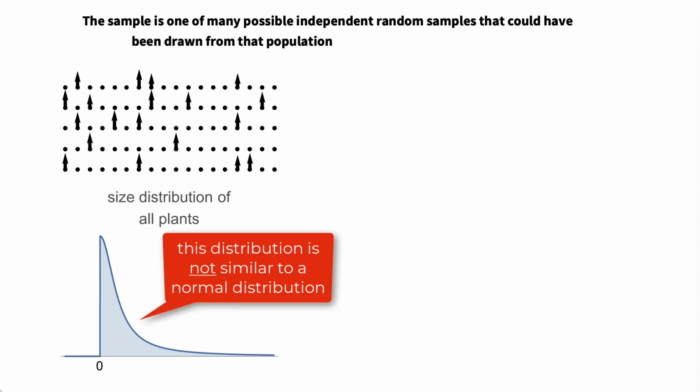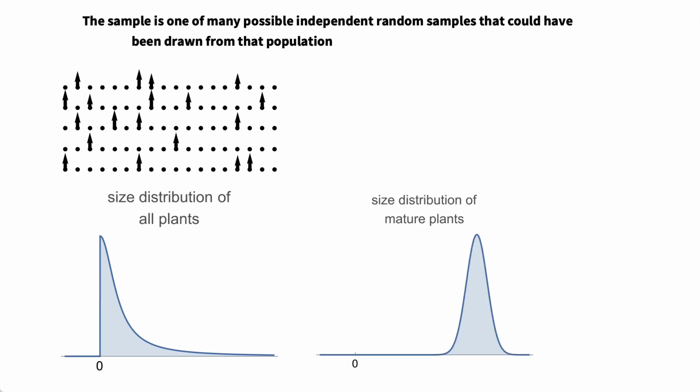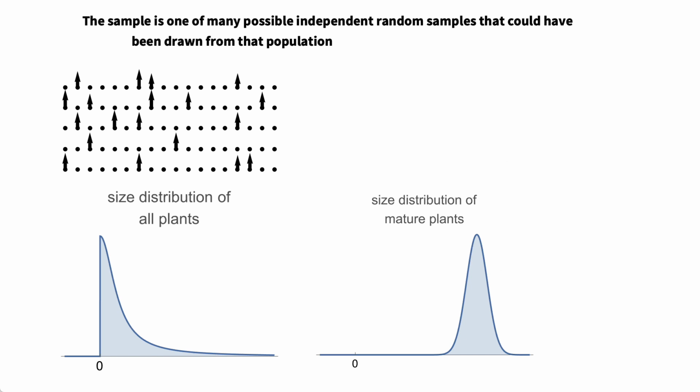The mature plants, on the other hand, may all have roughly the same size with relatively small variation between plants, so it's reasonable to expect that the distribution of mature plant sizes probably looks something like this. Since this distribution is close to a normal distribution, it is reasonable, again without knowing the exact shape of the distribution, to expect good confidence intervals even using relatively small sample sizes.